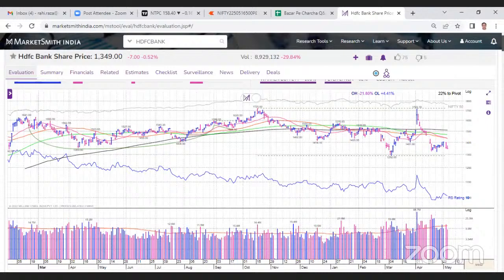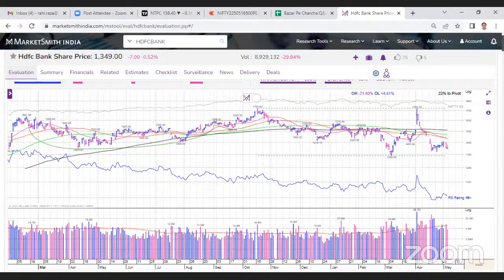So unless and until it is trending above 1380, 1400 levels, it will remain traded sideways only, or with a negative bias, sorry. And slowly and gradually it will fall further from here. And yes, in the downside, it has good support around 1200, 1250 level. And for a long-term perspective, it would be a good buy.